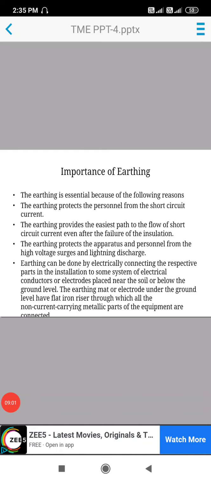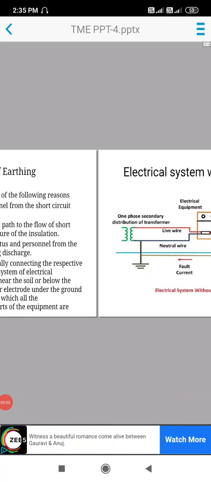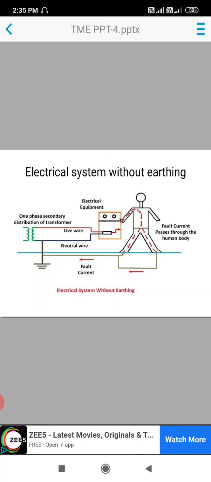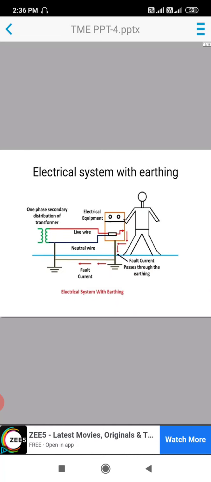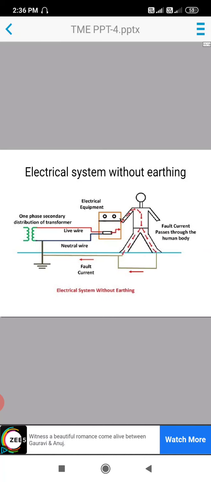To understand the importance of earthing, we have to consider two different cases. See here, in the first case, a short circuit takes place between the live wire and the electrical equipment, and the person is handling the equipment. If the person touches the equipment, then the person gets a shock because earthing is not provided. In the first case, equipment earthing is not provided.